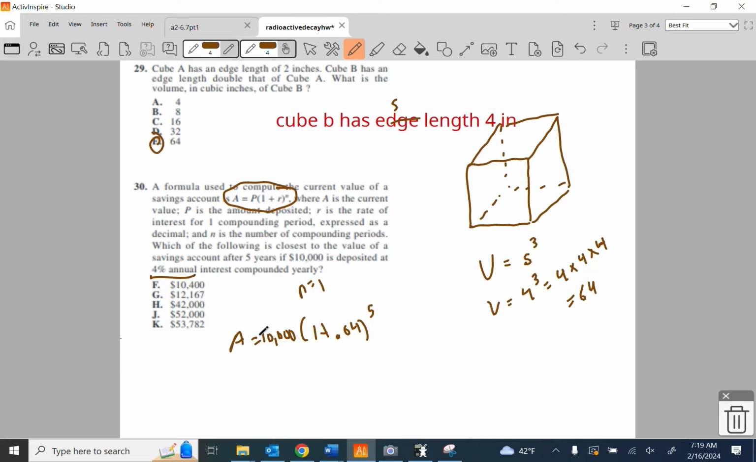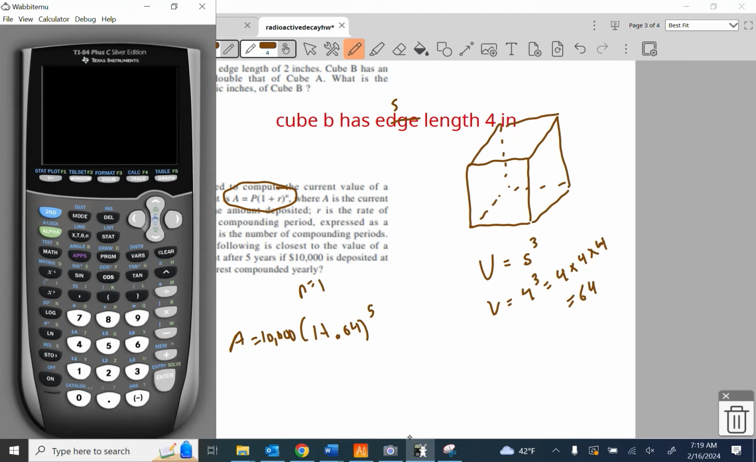Now, the obvious choices are F or G. It's only 4% interest. I guess that's what I expected there. This would be 1 year. 4% of 10,000 is $400. So that would be 1 year. So it's just wrong. That'd be G.